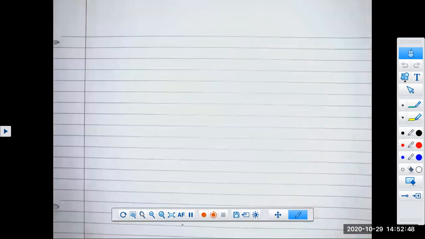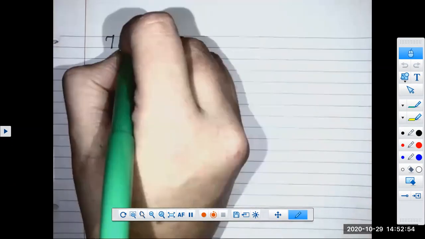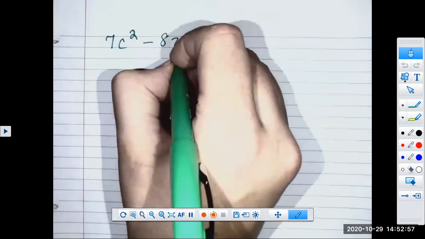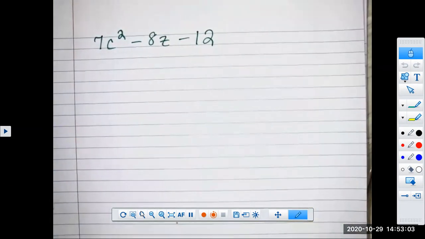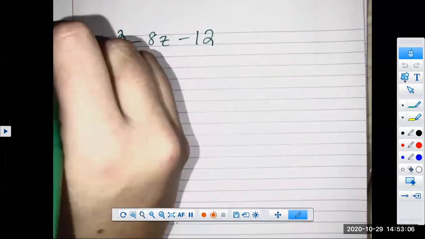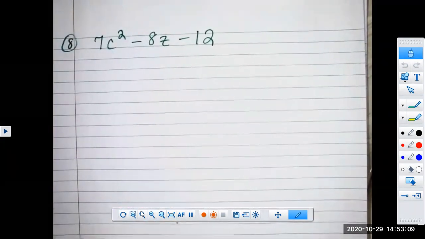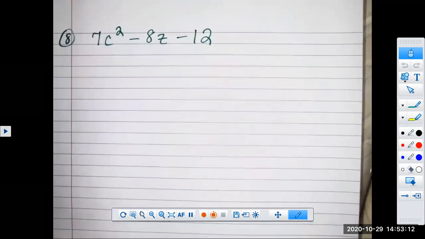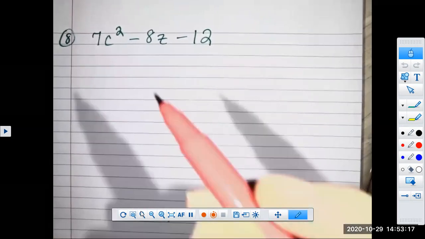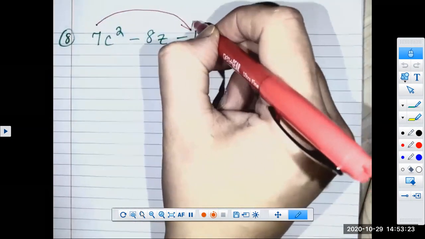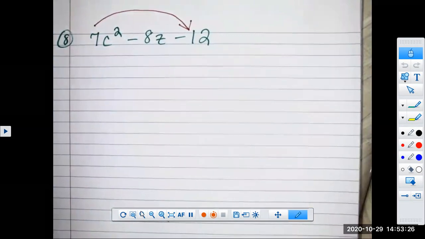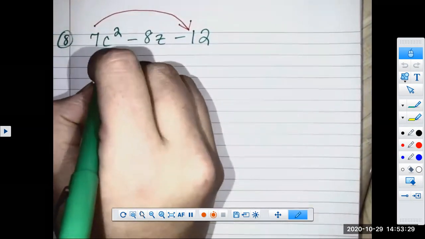Okay, now for trinomials that have a number in front other than 1. In this problem, you have 7 in the front. In order to factor these type problems, the method that I use is I take this number and I multiply it to the end. Some teachers have their own method.